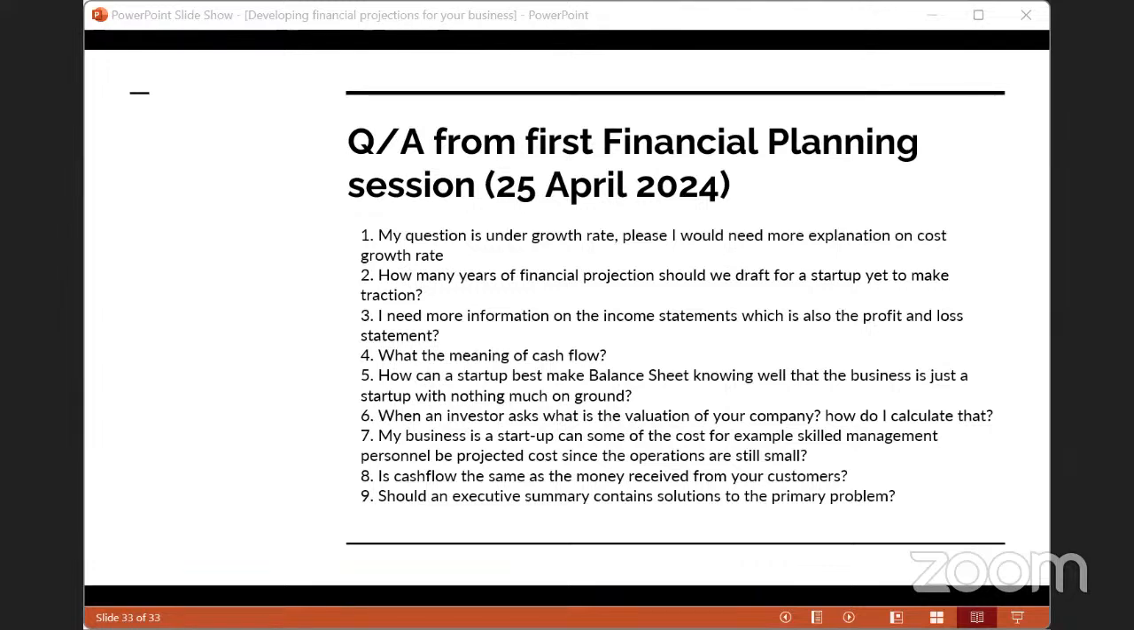La question 5. How can a startup best make a balance sheet knowing that it is just... OK, donc comment est-ce qu'une entreprise en démarrage peut avoir un bon bilan en sachant que ce n'est qu'une entreprise, que ce n'est que des planifications et qu'il n'y a encore rien sur le terrain ?